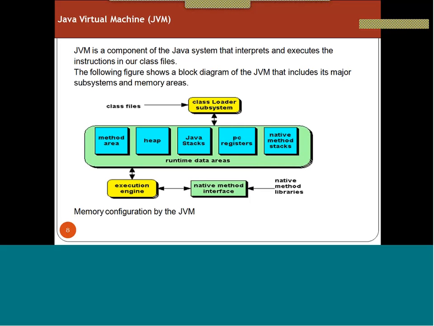The following figure shows a block diagram of the JVM that includes its major subsystems and memory areas. So this is the outline of this JVM. Don't go too deep into this at this point of time. Just think that the JVM has some memory management things and registers. So the heap is the JVM's memory management area. Better not to go into too much detail at this point of time. Just take the overview of the JVM, that's it.